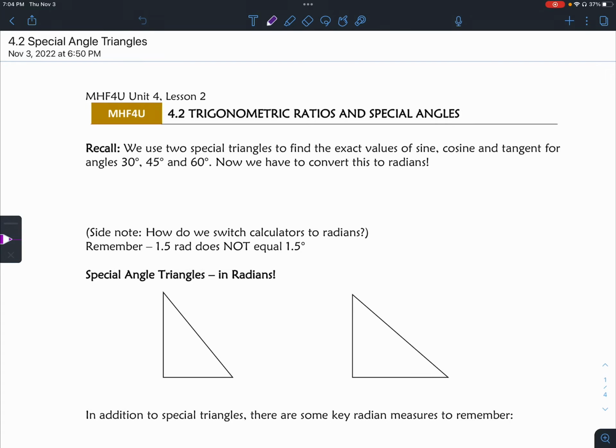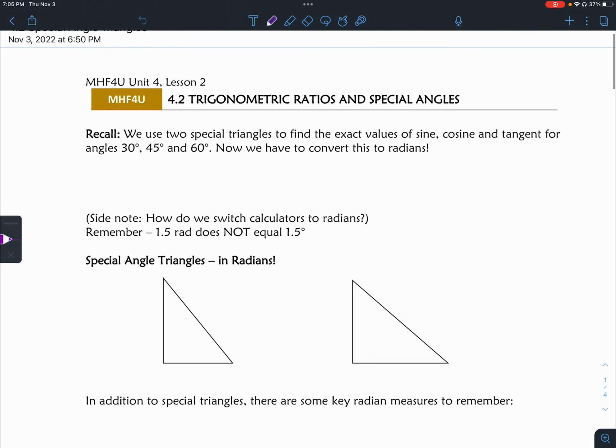Hello and welcome to a lesson on trigonometric ratios and special angles. Now, a bit of this is going to be a review from grade 11. The major difference between this lesson and lessons that you've had in the past on trig ratios is that all the angles are now going to be in radians.